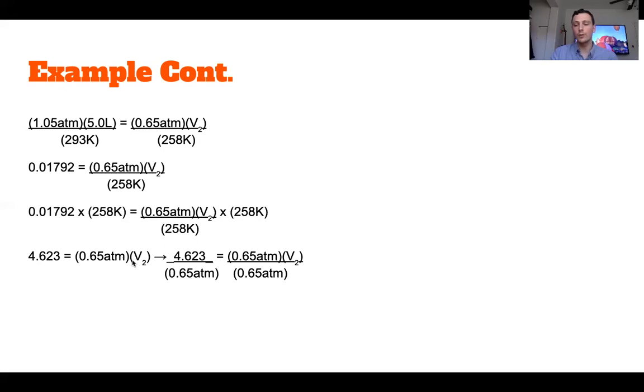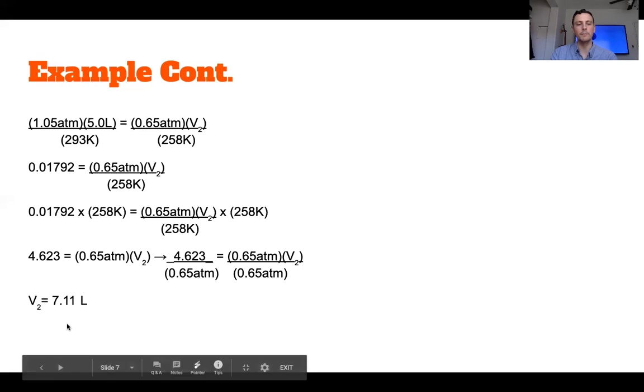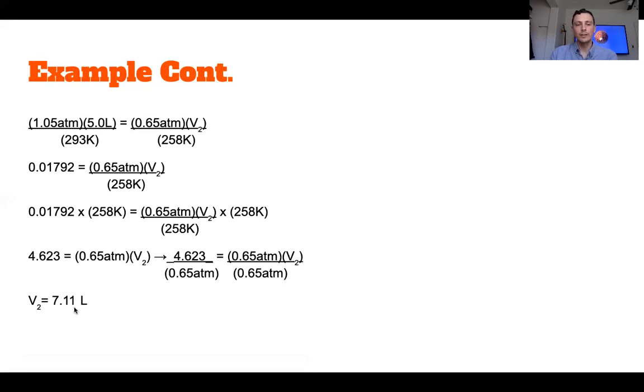So V2 is still not quite by itself. I have one more step, which is to get rid of this 0.65 atmospheres. To get rid of that, if I'm multiplying two things together, I would need to do the opposite and divide by the constant here, which is 0.65. So if I divide both sides by 0.65, these end up canceling on the right-hand side, and I end up with V2 equals 4.623 divided by 0.65. If I plug that into my calculator, I will get my final answer, which ends up being 7.11 liters. So that's it. It's just like we've been doing.